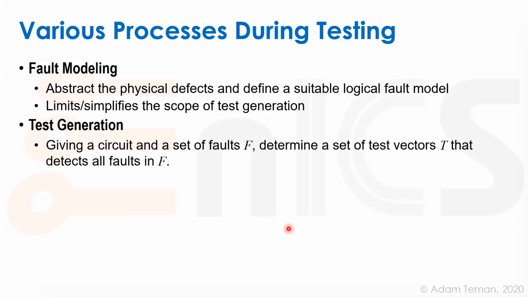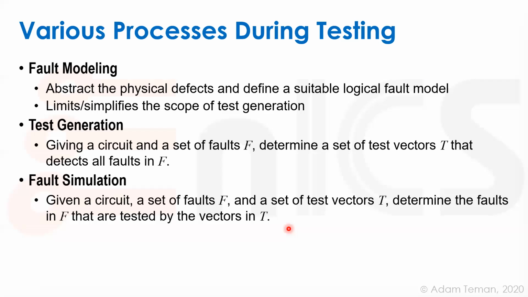Test generation: after we have a model for the fault, we have to develop tests that we can use to test if these faults happen. So given a circuit and a set of faults F, we want to determine a set of test vectors called T that detect all the faults in F. So we need these test vectors, these patterns of ones and zeros, that are going to tell us if there was a fault in our circuit or not.